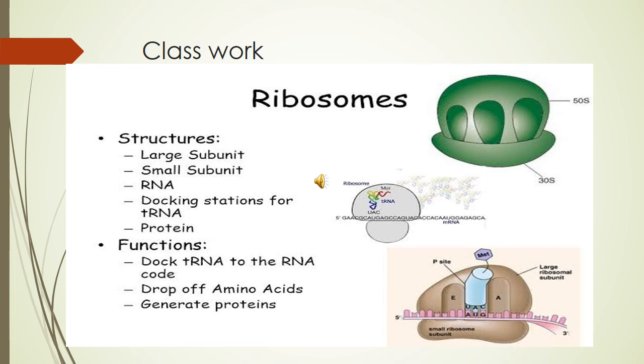Children, all of you take your class work note. Write fast. The heading: ribosomes. The important points: structure. First, large subunit, small subunit, RNA. RNA means ribonucleic acid. So the function: tRNA to the RNA code. tRNA means transfer ribonucleic acid and RNA is ribonucleic acid.